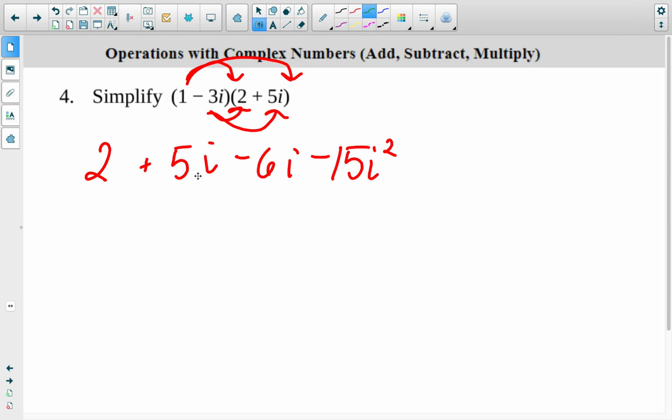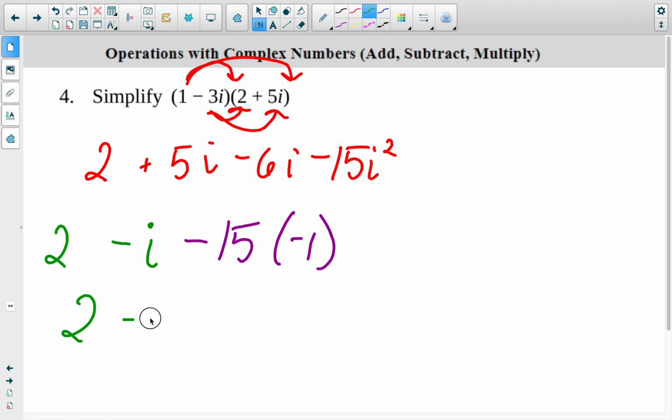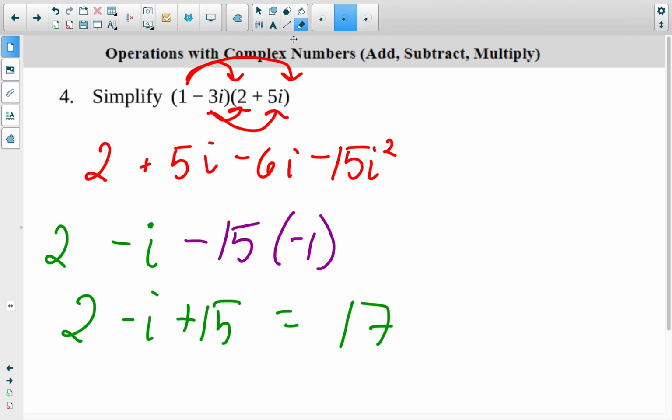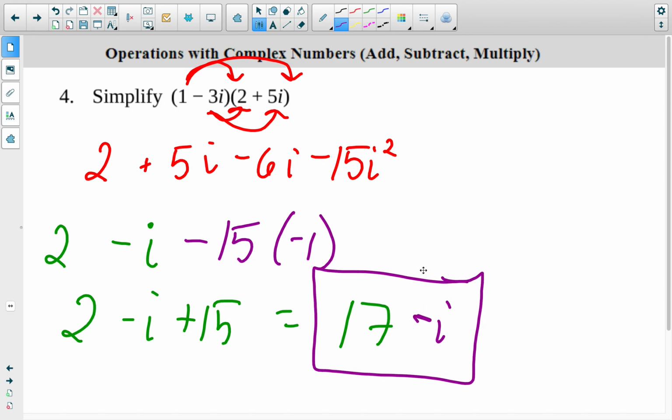So let's combine these like terms, right? We have 2, and then 5i minus 6i gives us minus i. And then we'll be super careful with our signs here. We have minus 15 times negative 1, which will then end up being 2 minus i plus 15. So we can combine 2 plus 15 to give us 17. Excuse me. I don't know what I'm doing. 17 minus i. All right. And so it's pretty common notation.